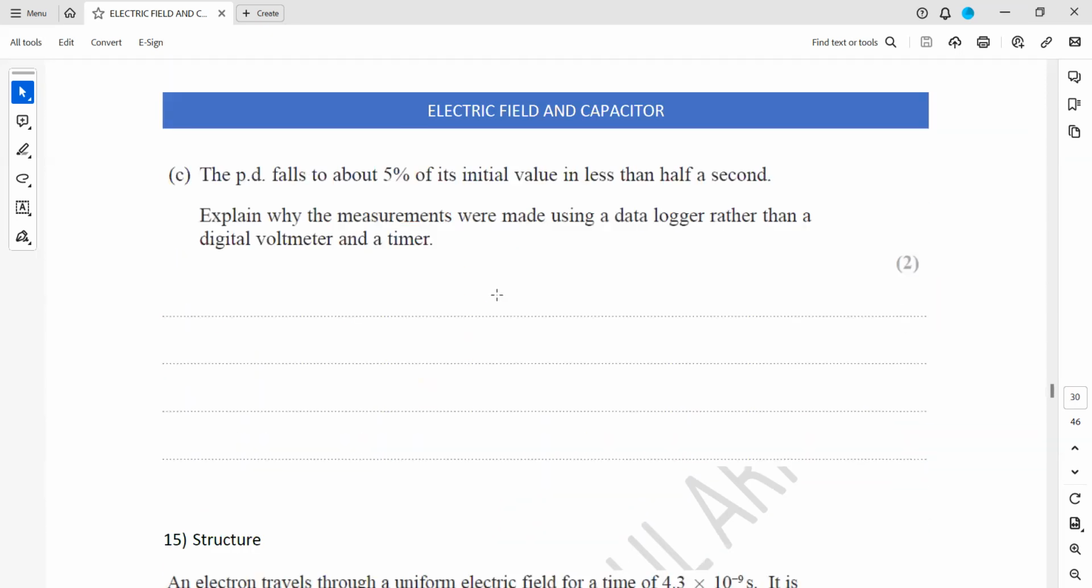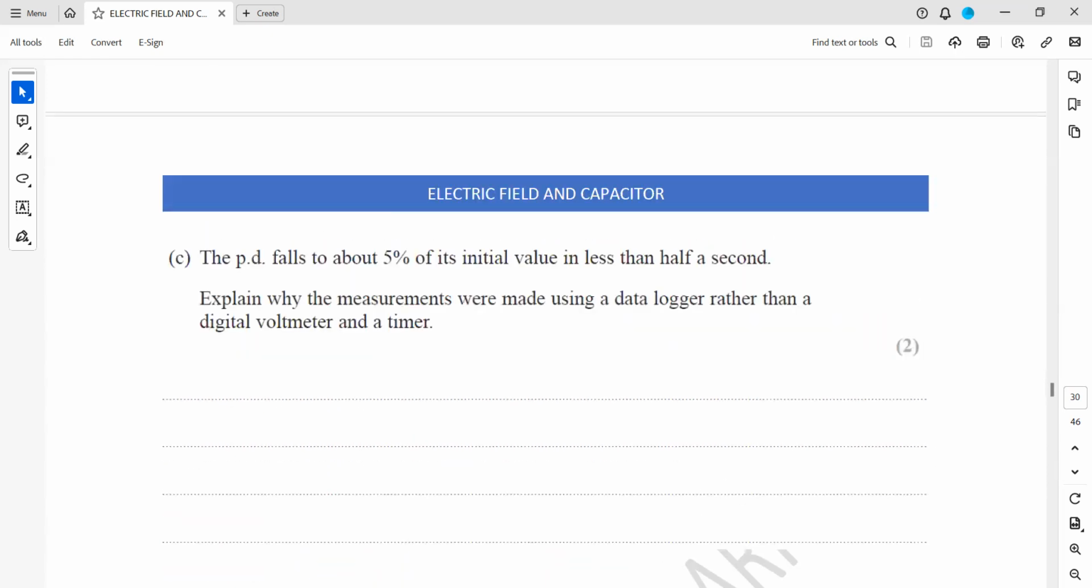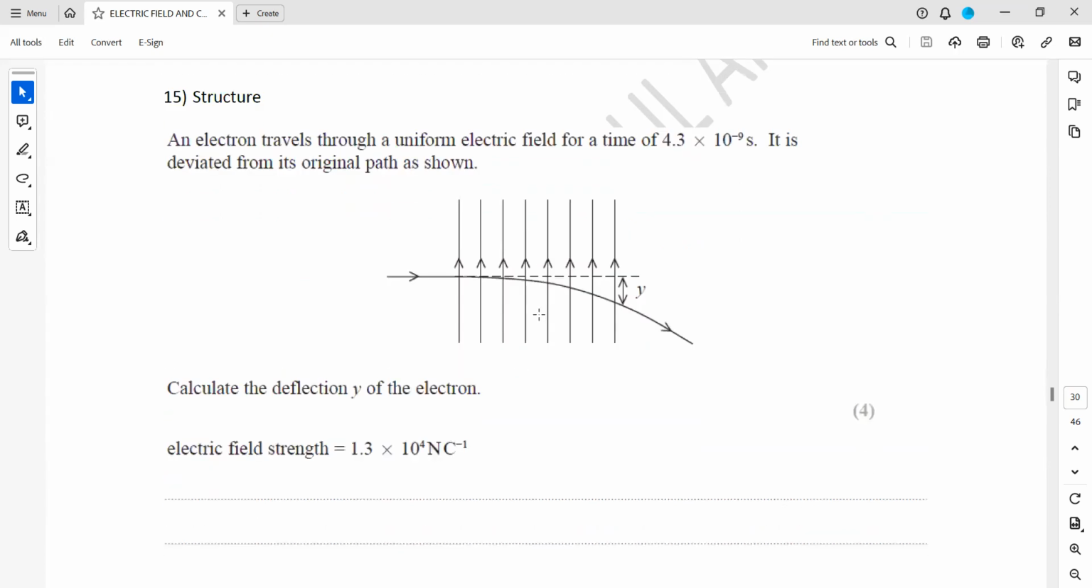The potential falls to about 5% of the initial value in less than half second. Explain why measuring with a data logger rather than a digital voltmeter and a timer. So you have to write the advantage of a data logger. A data logger allows us to measure the simultaneous voltage and time, and a large number of readings can be recorded in a short interval. That's the advantage of using a data logger over a stopwatch, a digital watch, a timer or a meter, because in a small interval we can record many values.